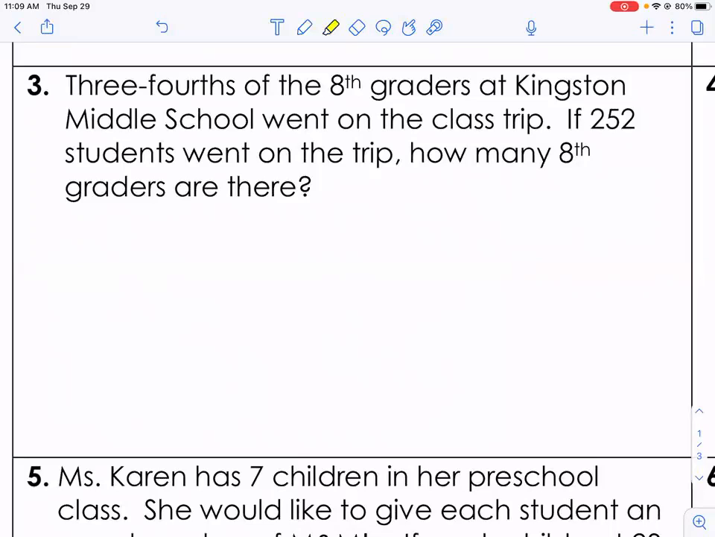All right, so Cordell, you highlighted 3/4 of the 8th graders. And you highlighted 52 students on the trip. Okay, how many 8th graders are there? You don't need to know right now. I was reading the question. Just reading the question. Okay.